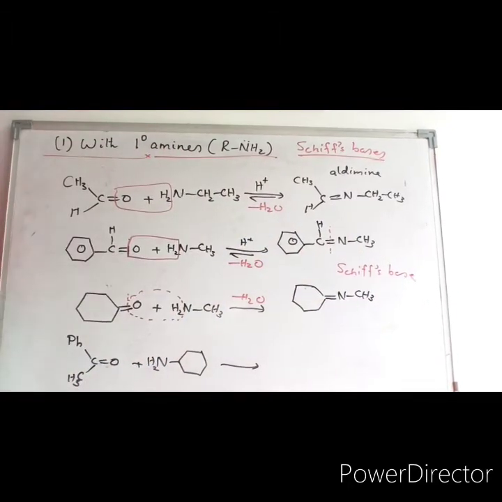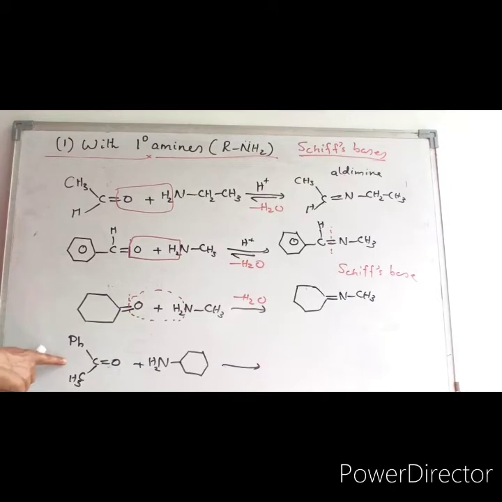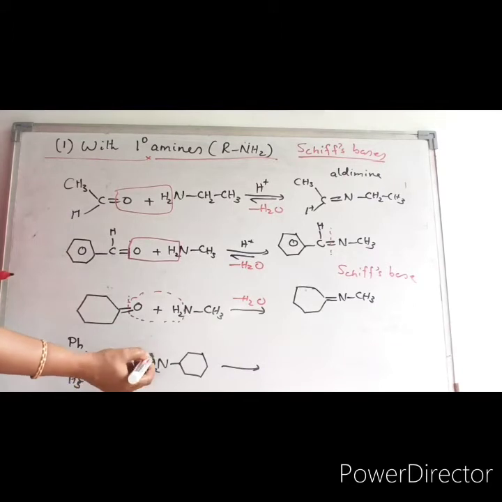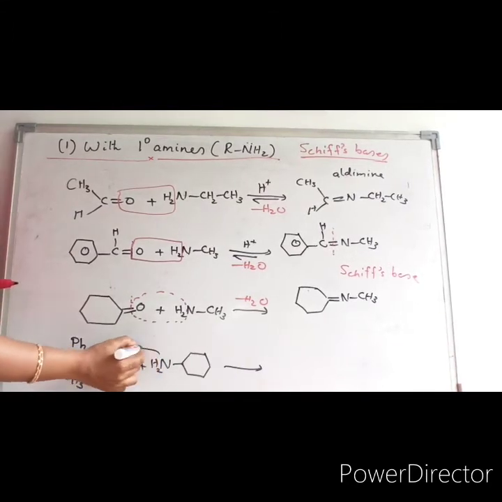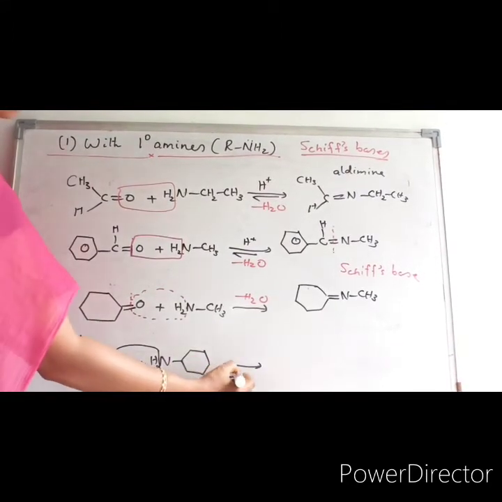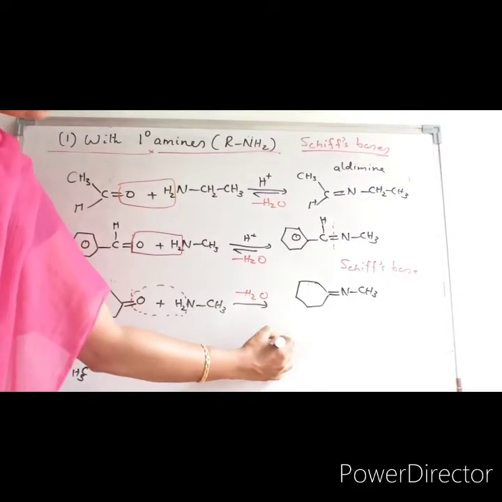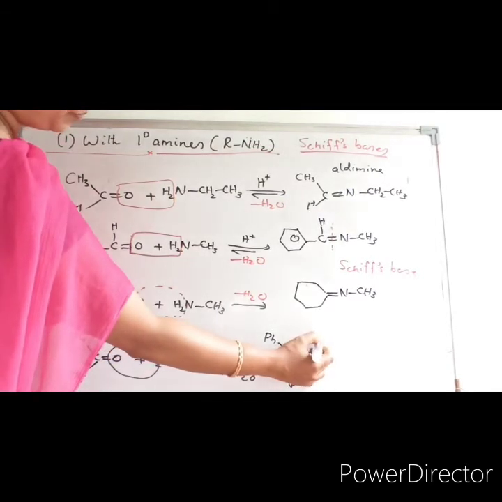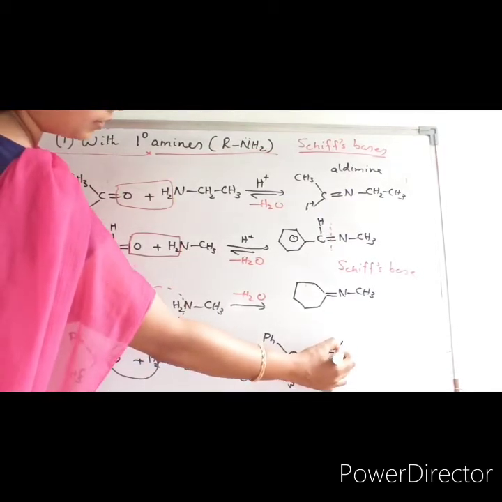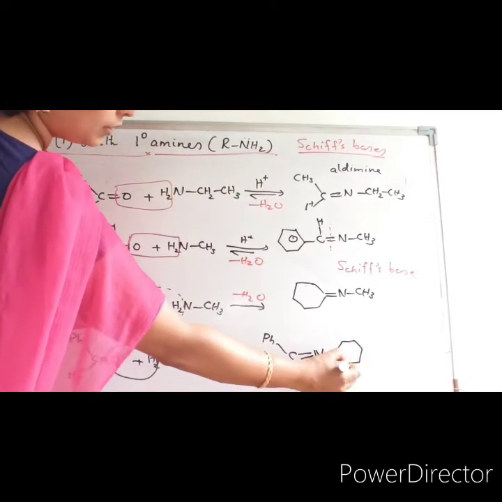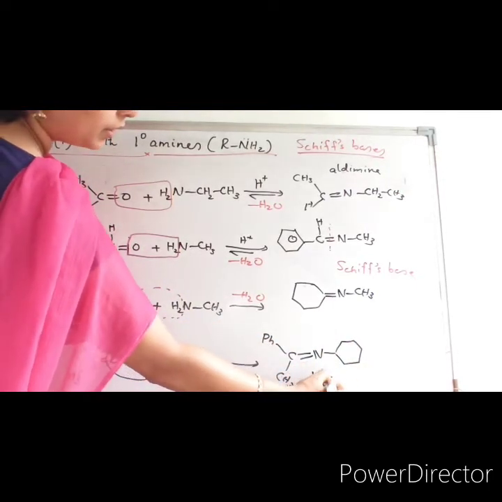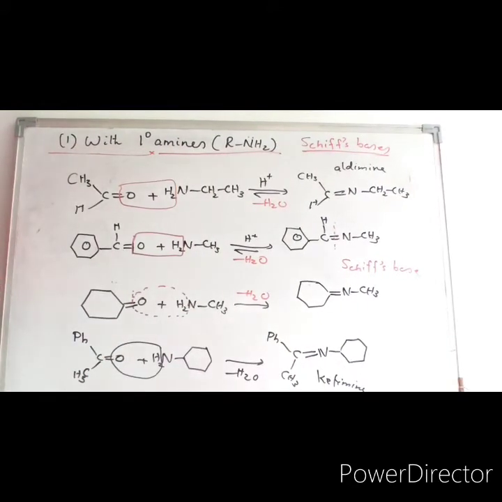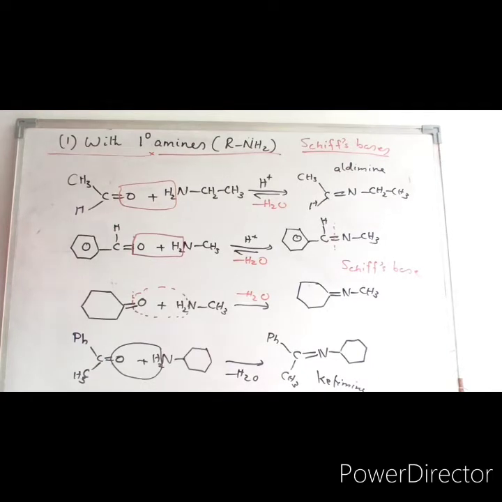Now I have taken acetophenone, here phenyl group, here CH3 group, and a cyclic primary amine. So this is the elimination, minus H2O. So the product will be Ph, C, CH3, here double bond, then nitrogen, then our cyclohexane ring. So this is a ketimine, Schiff's base. This is the condensation reaction of carbonyl compounds with primary amine.